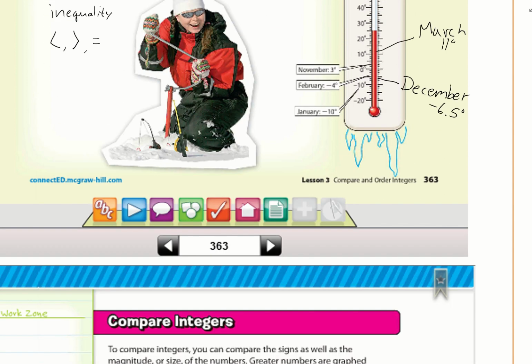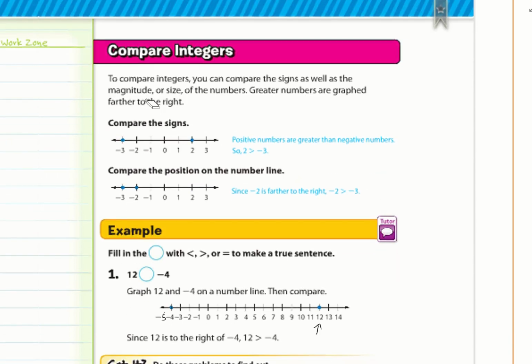Alright, so moving on, we have compare integers. It says to compare integers, you can compare the signs as well as the magnitude or size of the numbers. Greater numbers are graphed farther to the right. So in this case, 2 is farther to the right than -3. So 2 is greater than -3. Same with the -2. -2 is greater than -3, because -2 is farther to the right and it's greater.